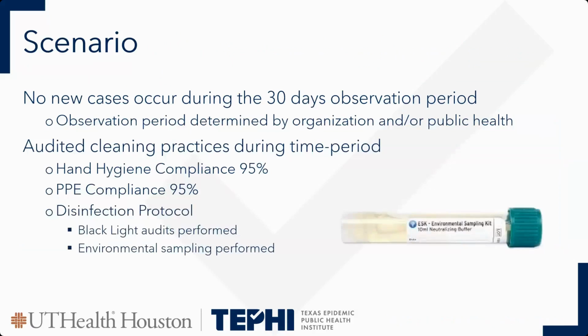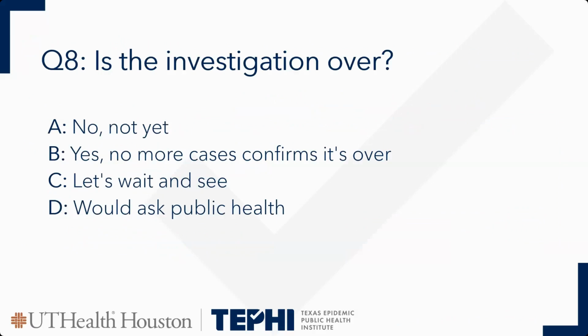So now we have observed, we implemented things, and we got it under control with no new case counts for 30 days. We're observing our hand hygiene, our PPE compliance, and our disinfection protocols. We're doing black light testing to confirm that there's no pathogen within our facility, and we're also doing environmental sampling, and there's no pathogen detected. So at this point, is our investigation over? In 30 days, no new samples. Are we done, or should we do a couple other things?